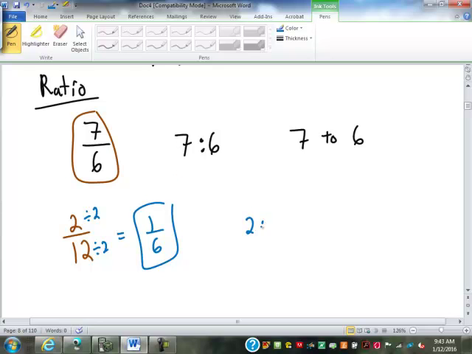Now in this form, or any of the other forms, I could still do the same thing. We're just not as familiar with it as we are in fractions. I would still be able to divide each of those by 2 to get a 1 to 6 ratio.